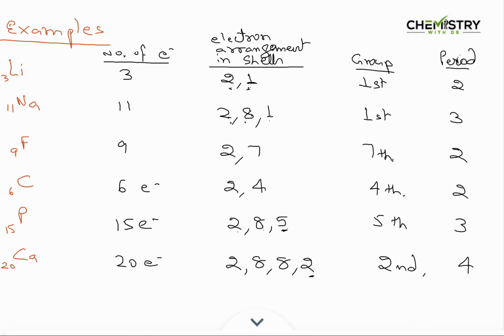So this is how, just by looking at the atomic number, you can tell which group and period a particular element belongs to. And if you know the group and period, then you can also identify an unknown element. So I hope you were able to understand the broad arrangement of the various elements in the periodic table.